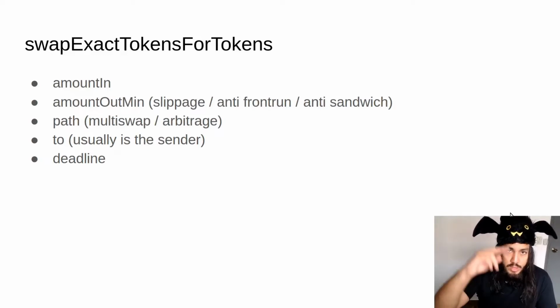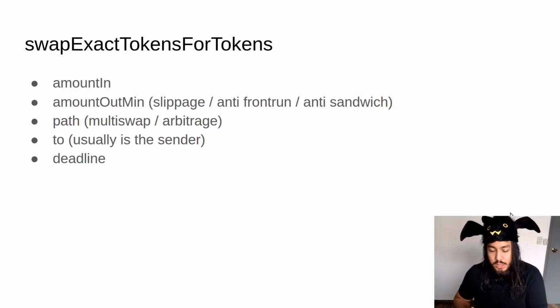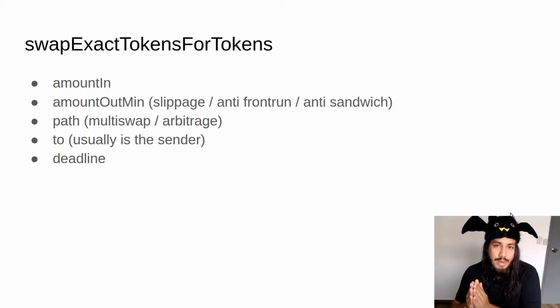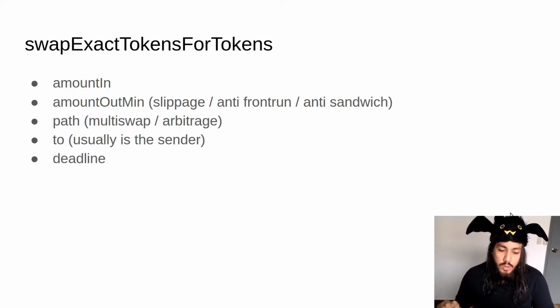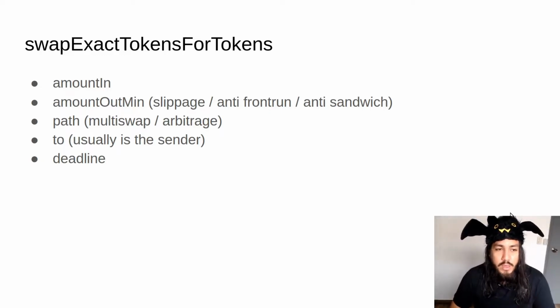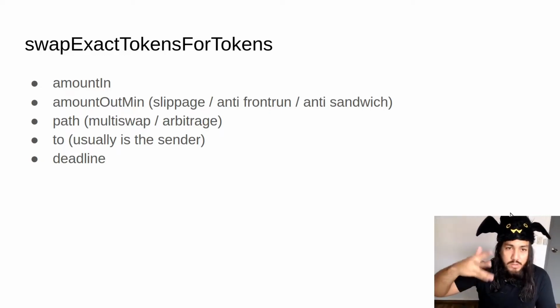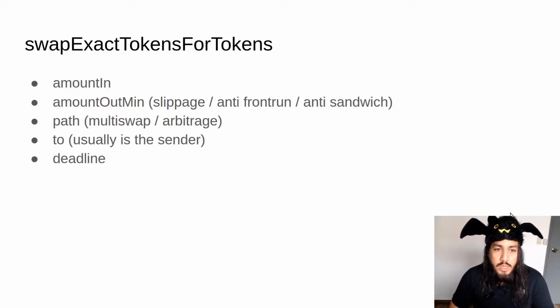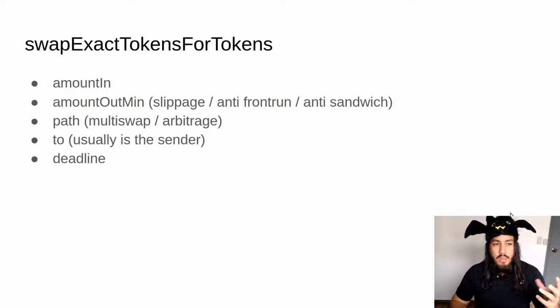because as you know, the blockchain has some lag time, so it's not like when you call the function it's automatically going to be executed. So the price during these seconds or minutes can change. So you need a way to protect from that. We're going to talk about this in a moment. The path is the swap.